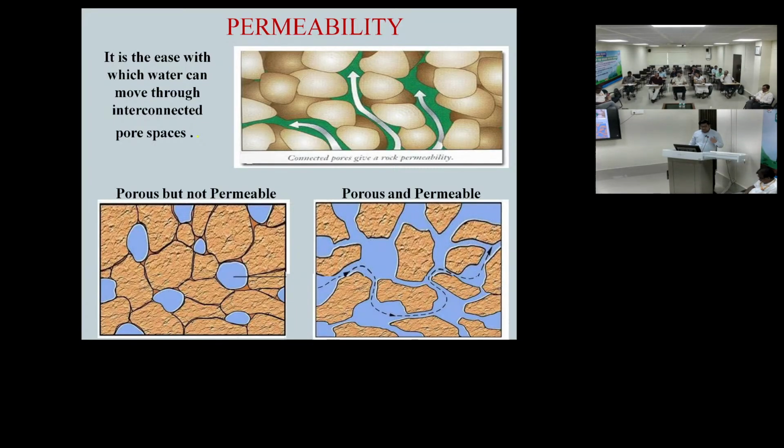The ease with which water moves through the interconnected pore spaces is called permeability. It means how well connected the interstitial spaces are. As you can see from this example, clay is porous and holds water, but there is no pathway, or the voids are not interconnected, so it is not permeable. Whereas sand and gravel are porous as well as having interconnected pores, so they are more permeable.